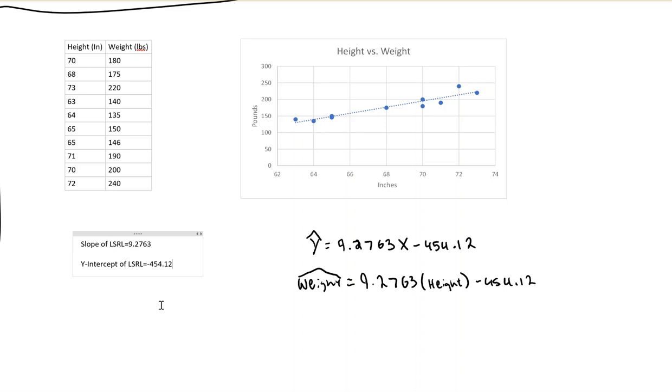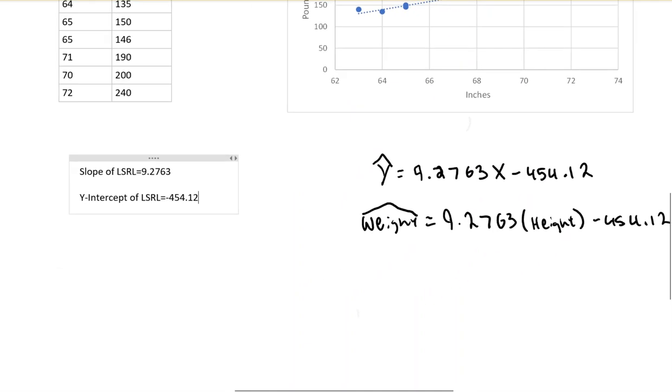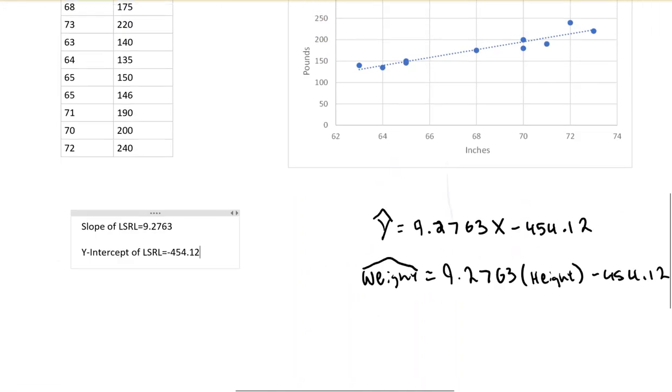Now, we want to know, how can I interpret the slope and the y-intercept within the context of your data? Because in statistics, everything has meaning, everything has context. Numbers are not just numbers. If they are, you're not doing statistics, you're doing algebra and computations. So, let's think about this.